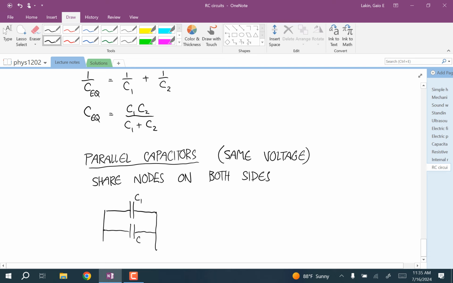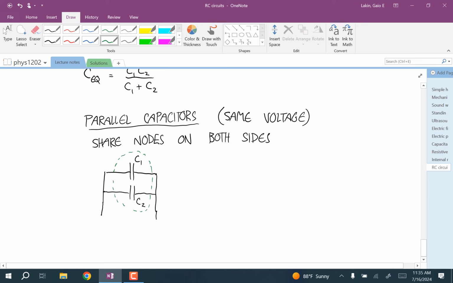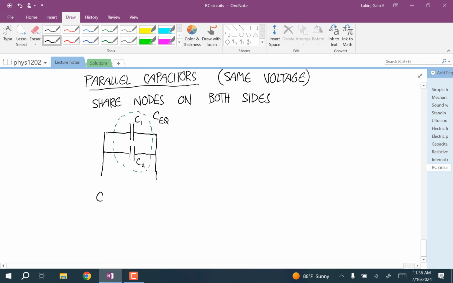Here's C1, here's C2. And again, you can imagine you have this great business idea where you buy two capacitors and then you sell them as a single capacitor. I don't know if that would make you much money, but you could do that. So this thing circled in green is a single capacitor on its own, and it has the value C equivalent. And in this case, C equivalent is just the sum of C1 and C2.